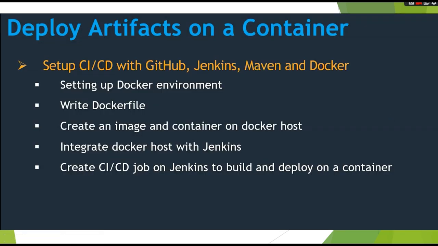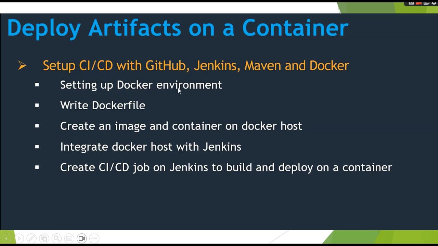So in the second phase, we're going to build the image and deploy it to the container. First, we're going to set up a CI/CD with GitHub, Jenkins, Maven, and Docker. Instead of the Tomcat server, we are containerizing it, and we are going to run it in Docker. Actually, we are not going to run it in the Tomcat server. We are going to run it as a Docker image on Docker. So we're going to expose some ports like 8080 or 8090, whatever customizable port you wish.